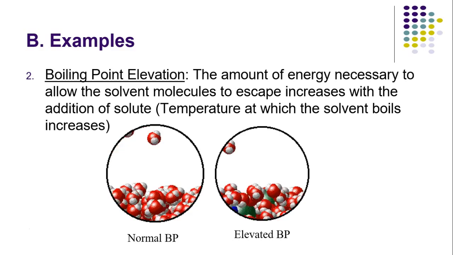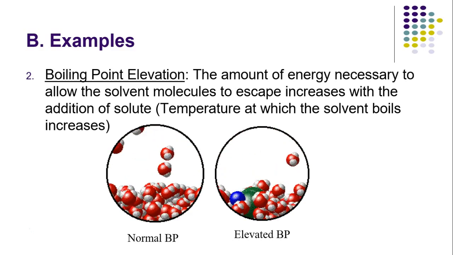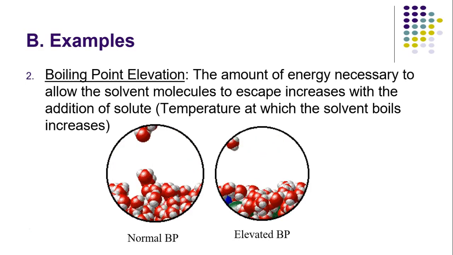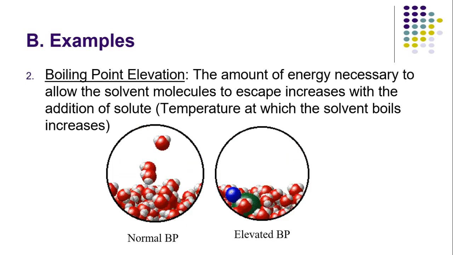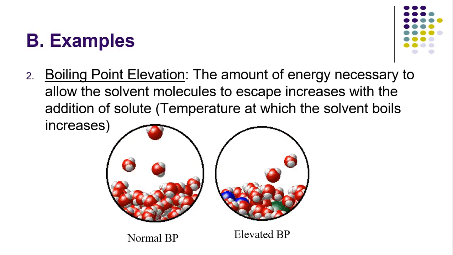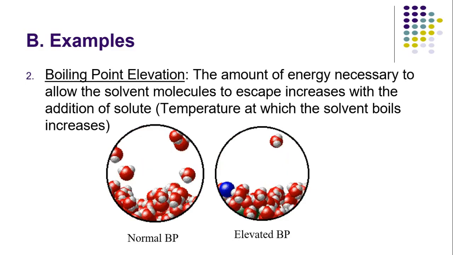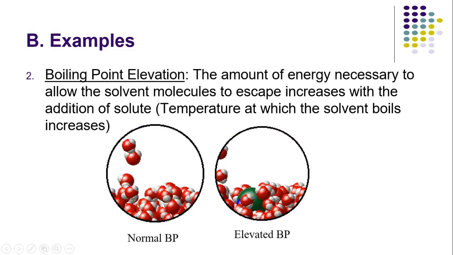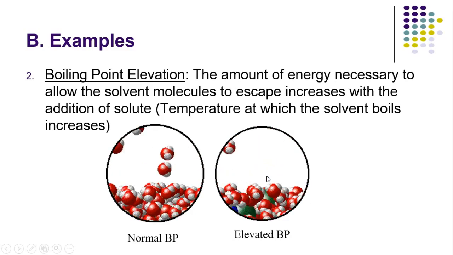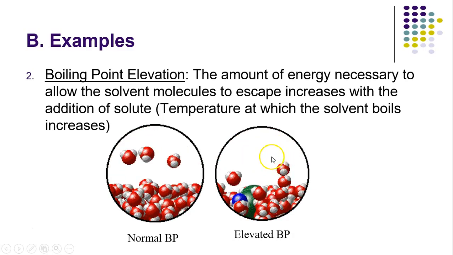Okay, boiling point elevation. Here you can see that the amount of energy necessary to allow the solvent molecules to escape will increase as you add a solute. Now this is related to vapor pressure depression, because less particles are coming off of the solution. Okay. Here's the normal boiling point. Here's the elevated boiling point. Less particles are coming up. This lowers the vapor pressure.